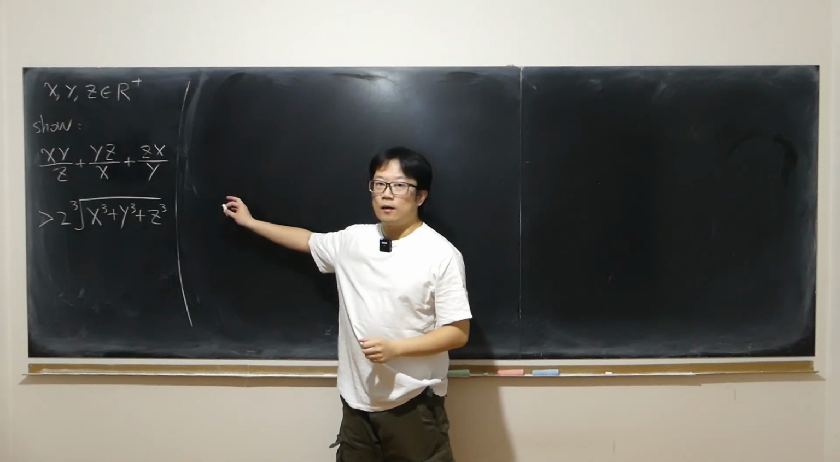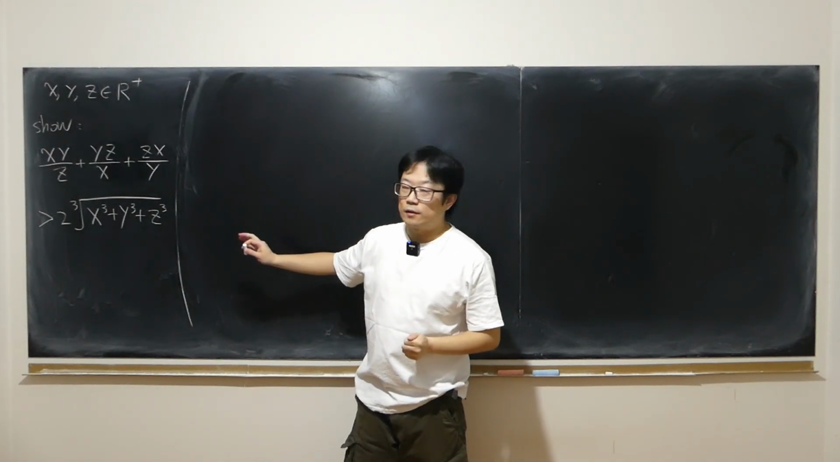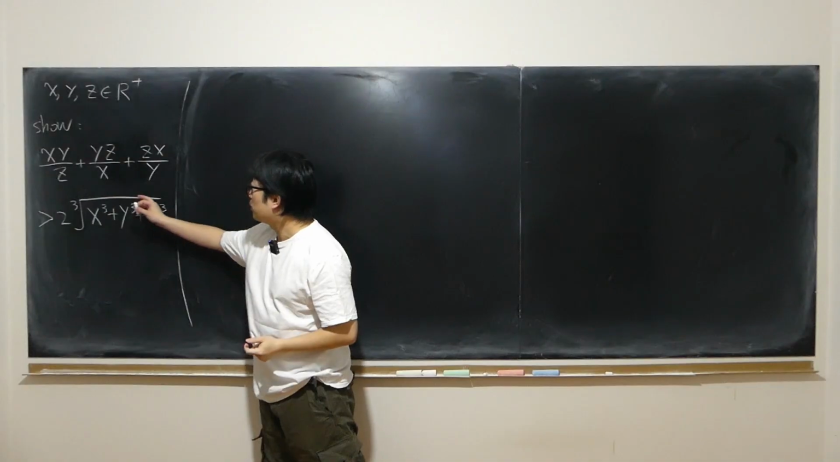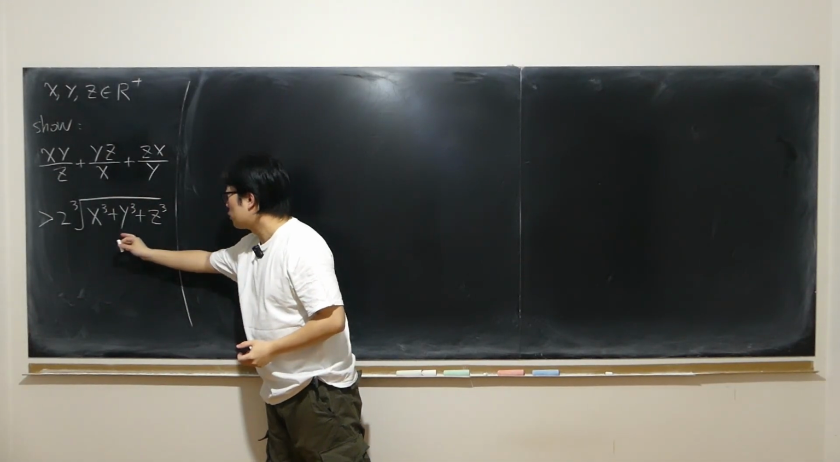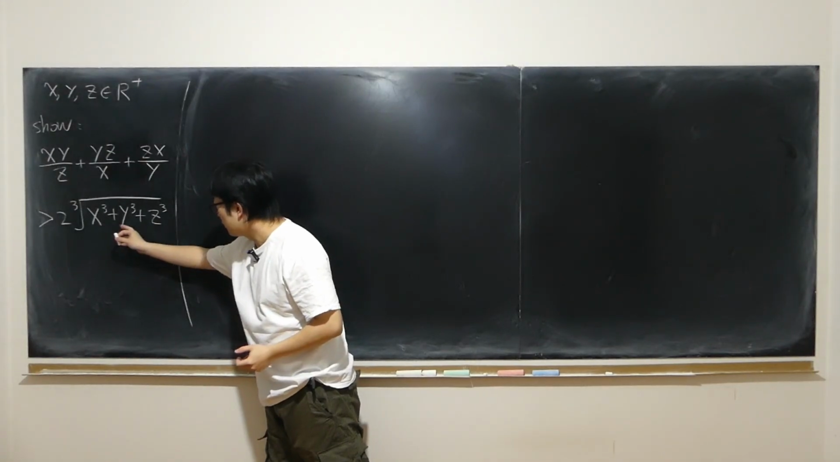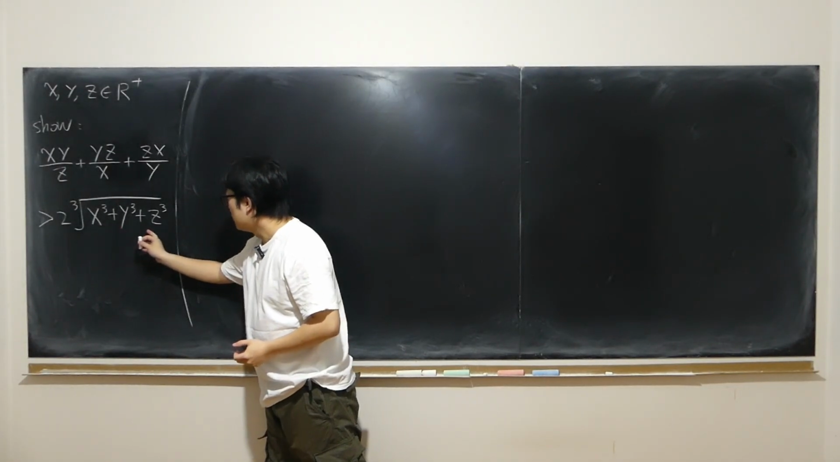x, y, and z are all positive real numbers. Can we show that xy over z plus yz over x plus zx over y is greater than twice the cubic root of x cubed plus y cubed plus z cubed?